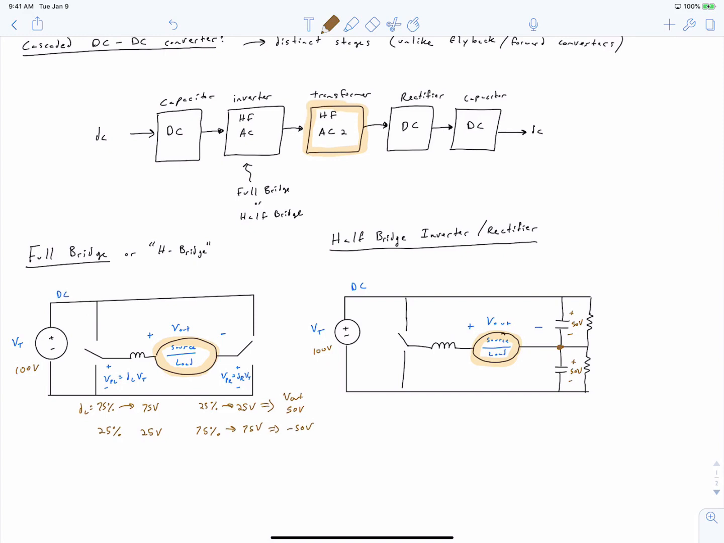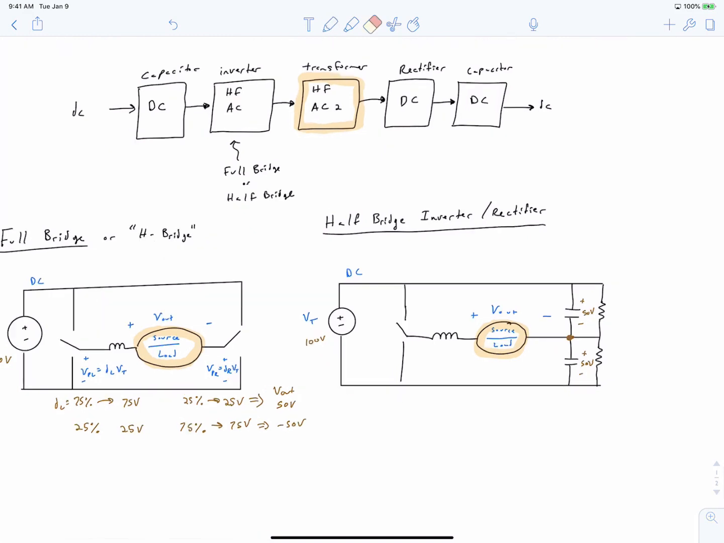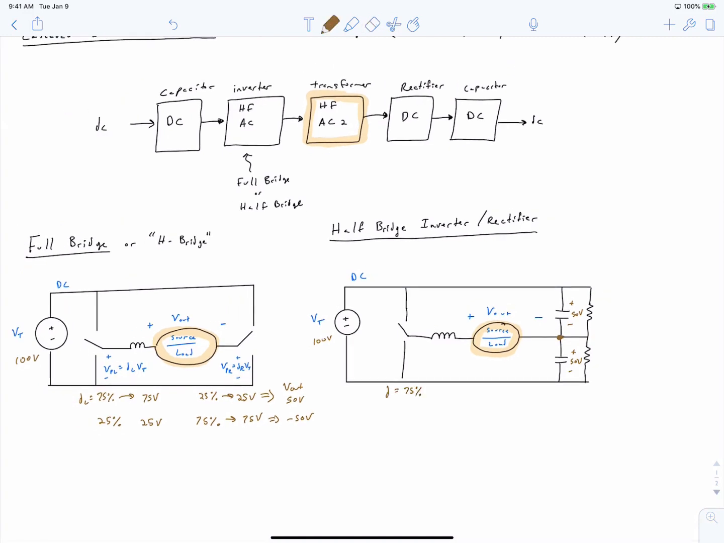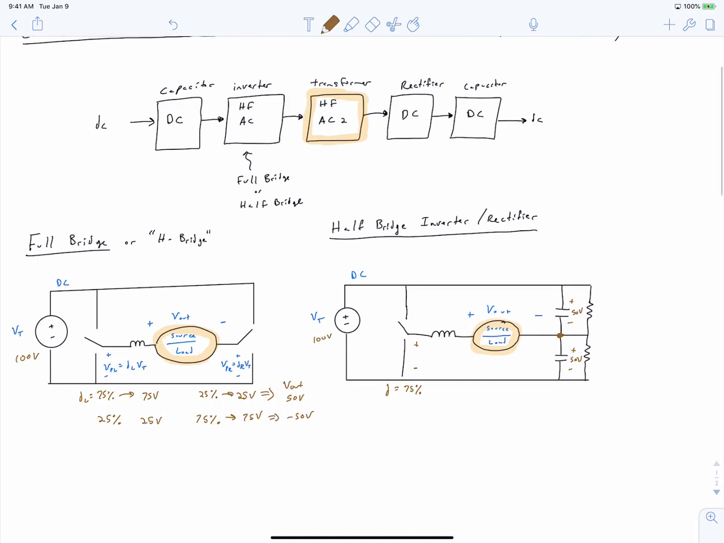So if on the left side we set our duty ratio equal to 75%, we'll end up with a pole voltage on the left side of 75 volts. And our output voltage is going to be our pole voltage minus the voltage of our passive voltage divider. So it's going to be 75 volts minus 50 volts, which gives us an output voltage of 25 volts.